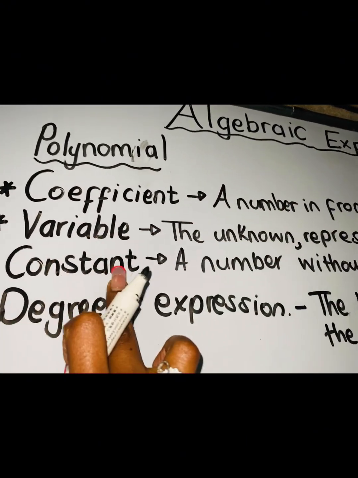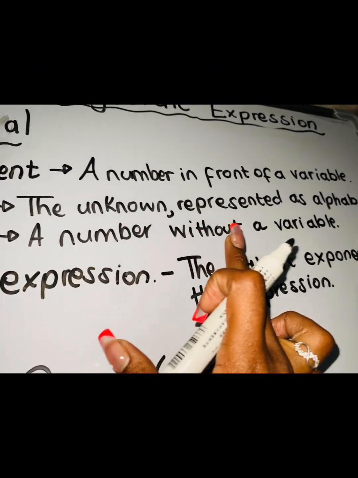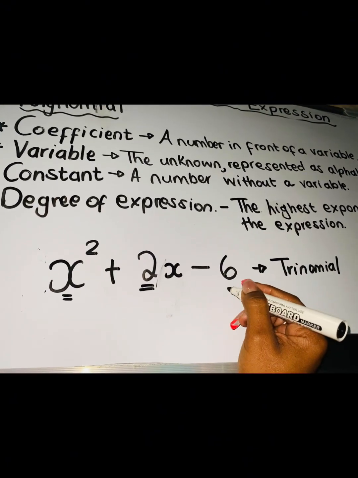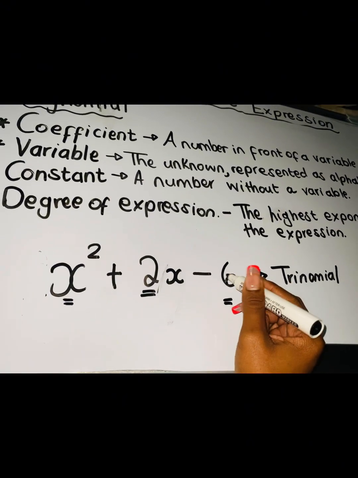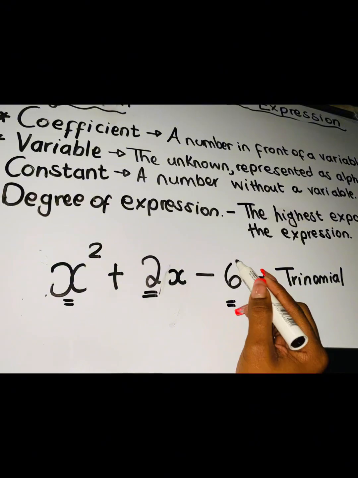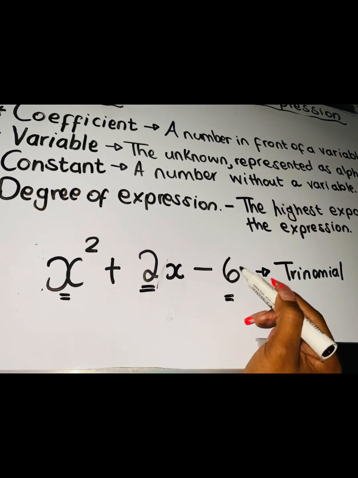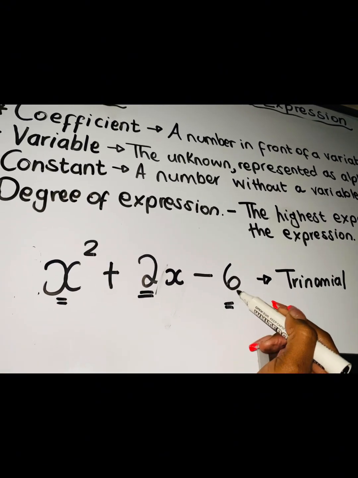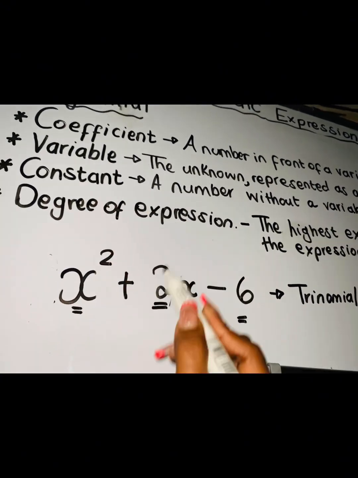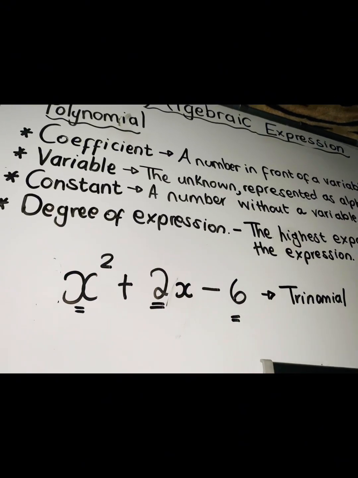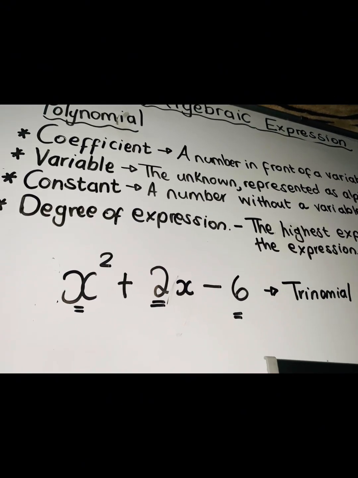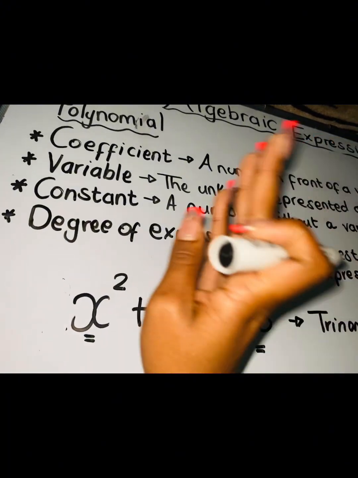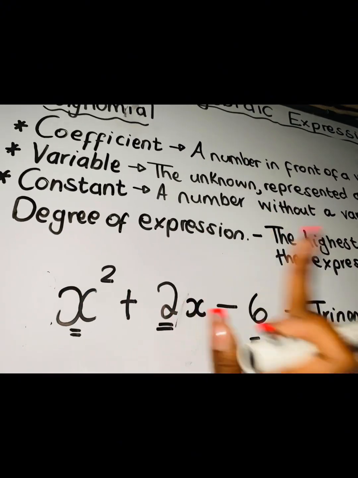Right, then we have a constant. So a constant is a number without a variable. It's a number with no alphabets at all. And when we look at this negative 6 right here, it's a negative 6, it's not a 6. We can see that it does not have any variable, meaning that this negative 6 would be our constant. So this is very, very important. Usually it's 5 to 7 marks, and they ask you, give us the coefficient of this, give us the variable, give us the constant and the degree of the expression.